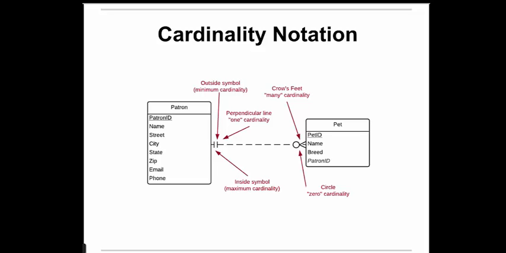If we look at the relationship in the opposite direction, we say that one pet is related to one and only one patron. So when we read it from pet to patron, we use the symbols closest to patron. The two vertical lines mean one and only one. Take a moment to examine this diagram and make sure you understand these concepts before moving on.